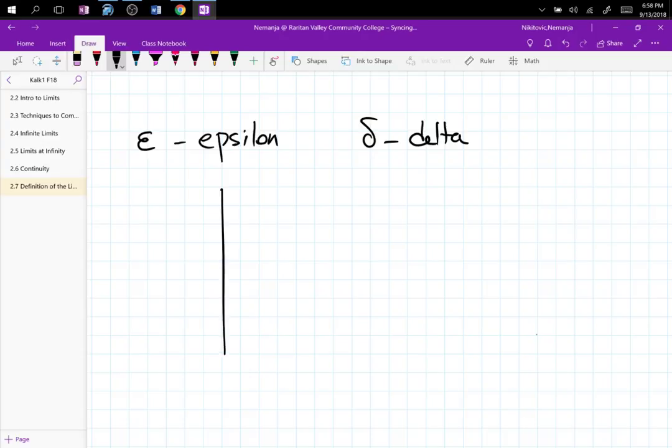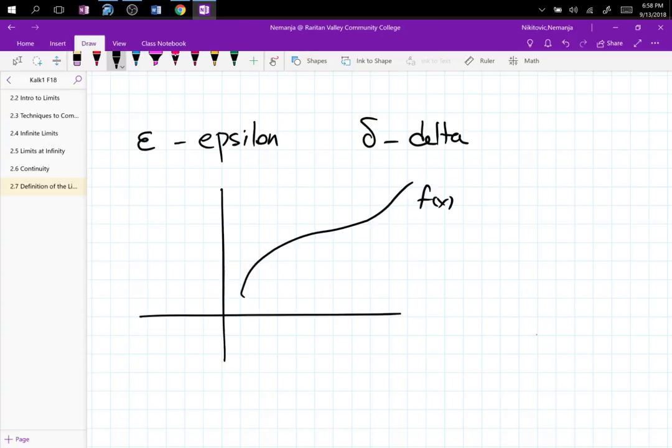So we have the graph over here. We have our function, f of x, and I'm going to pick my value A on the x-axis, which is supposed to produce this limit L on the y-axis. Now, epsilon and delta are the small values around L and A. They're technically creating tubes around them.